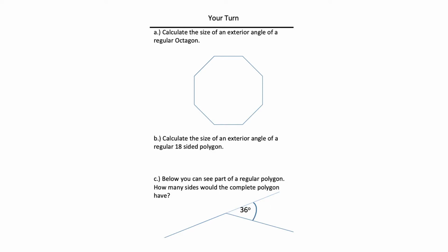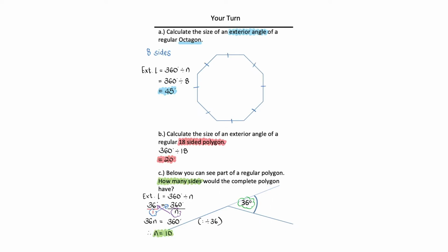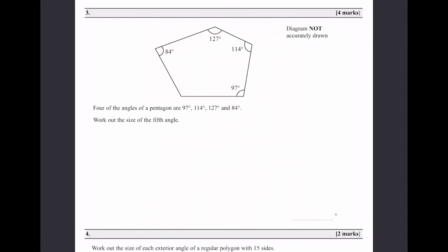Alright, having done that, you can see that the answers are now up, that you have 8 sides in the octagon, the exterior angle of an octagon is equal to 45 degrees. The exterior angle of a regular 18-sided polygon would be 20 degrees. And how many sides would the complete polygon have if the exterior angle was 36 degrees, and n would be 10? 4 of the angles of a pentagon are 97, 114, 127, and 84 degrees.